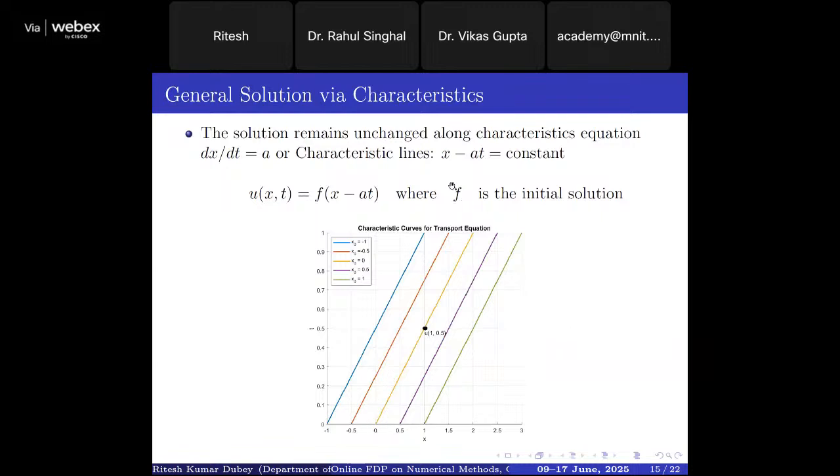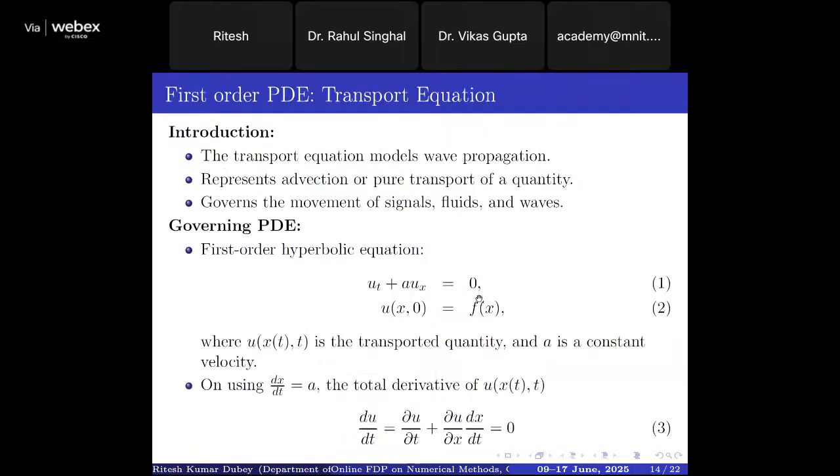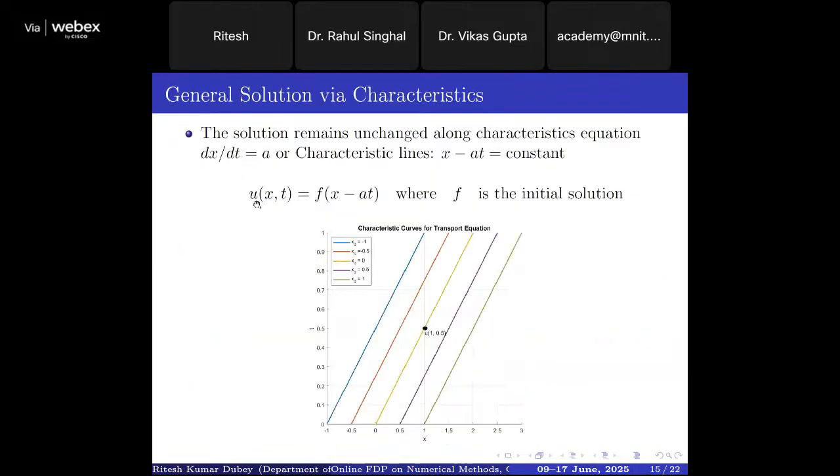And what is the initial solution? Initial solution is your f. It is given here, f of x. So you can actually write u of x,t equal to f of x minus at, where x minus at is this characteristic. So basically this represents that whatever initial condition and initial solution is there, the same solution will propagate either to the left or to the right.